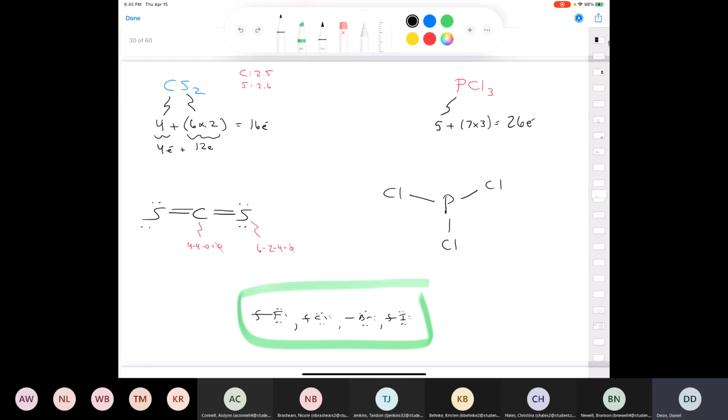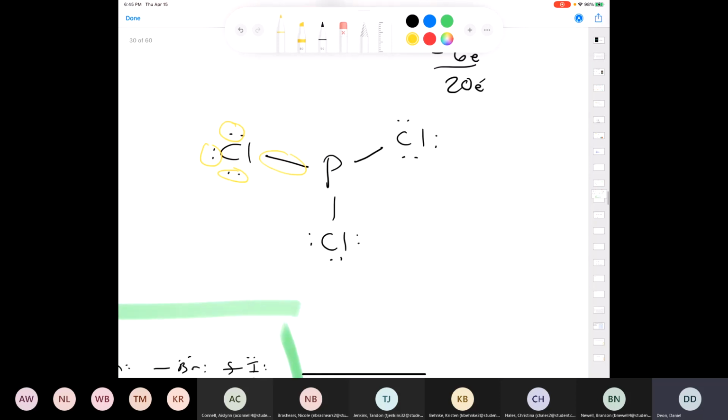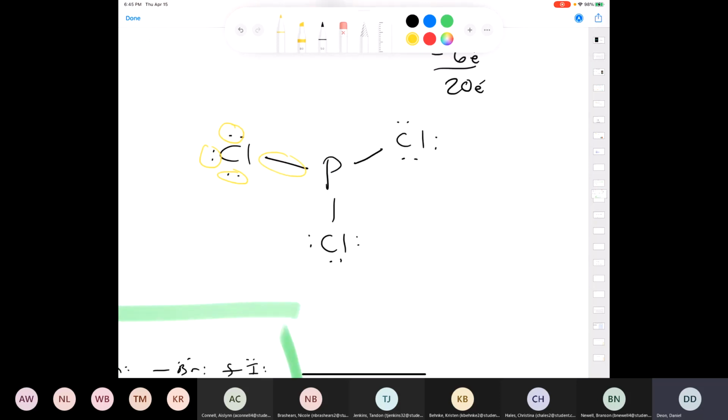So let's try that first. It's a good place to start. We've got 26 electrons. We've used up 6 electrons. So that means we've got 20 left to go. 1, 2, 3, 4, 5, 6, 7, 8, 9, 10, 11, 12, 13, 14, 15, 16, 17, 18. Now, each one of the chlorines has a complete octet, right? Every chlorine is surrounded by 8 electrons. Looks pretty good, doesn't it?